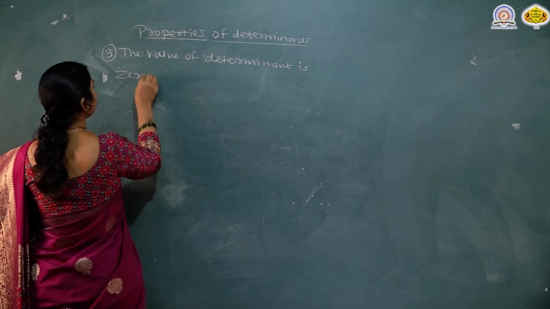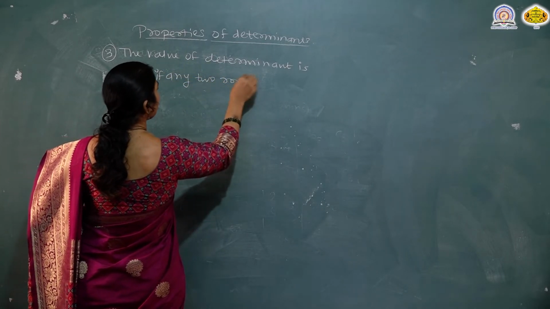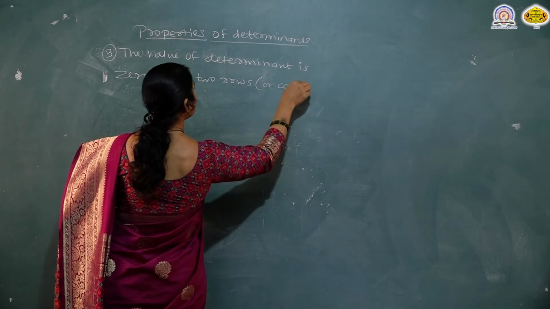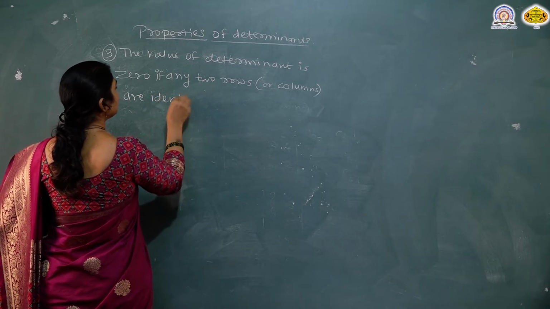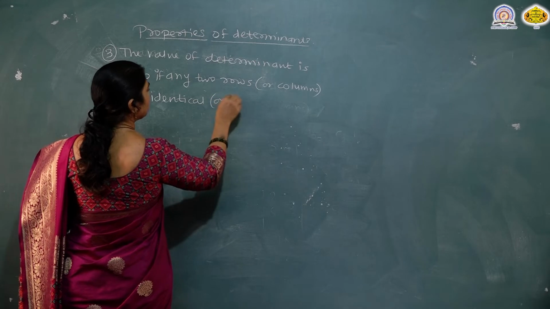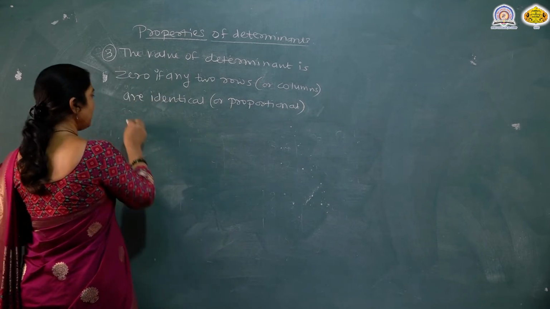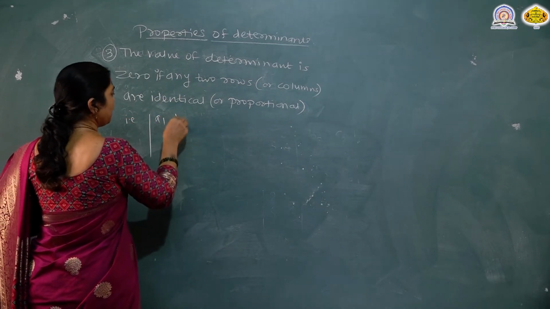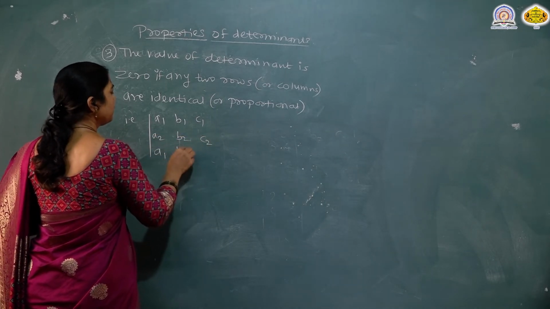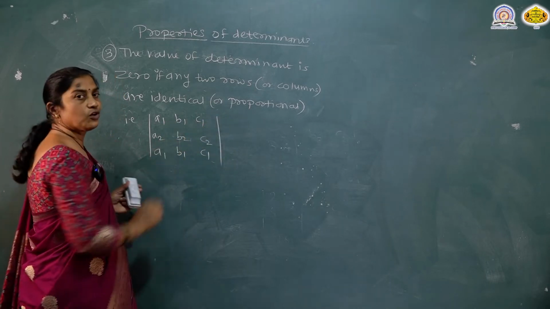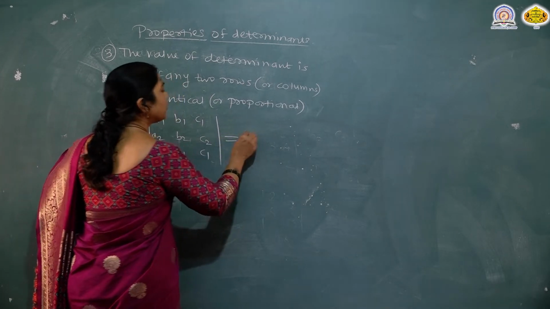if any two rows or columns are identical or proportional. That is, a determinant with rows A1, B1, C1, A2, B2, C2 and A1, B1, C1. I am taking the first row and third row to be identical. If any two rows are identical, the value of the determinant is 0.